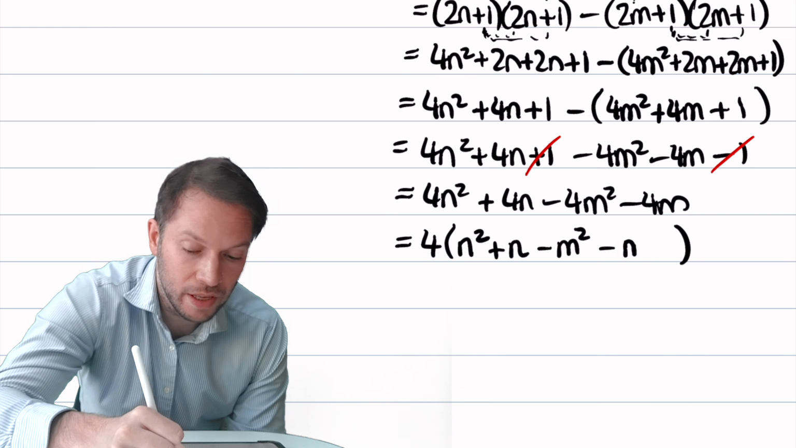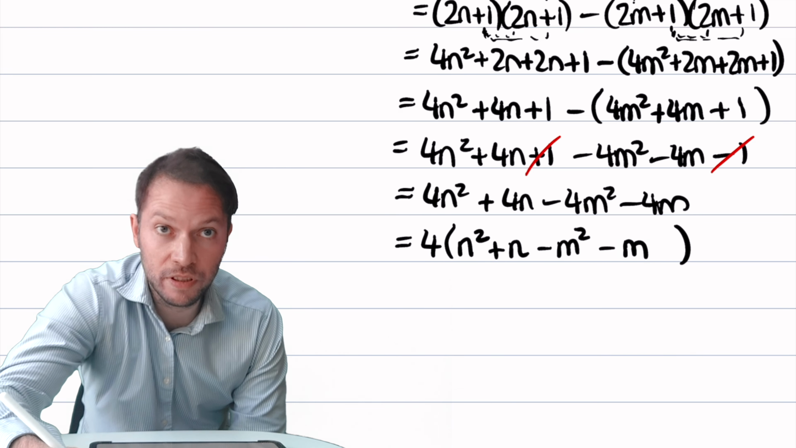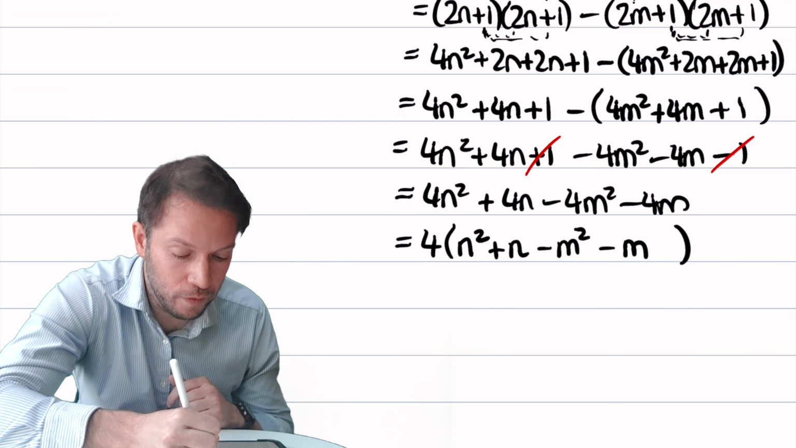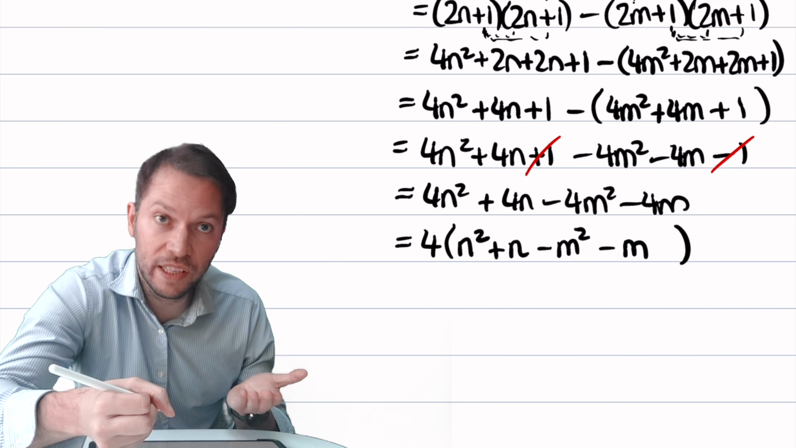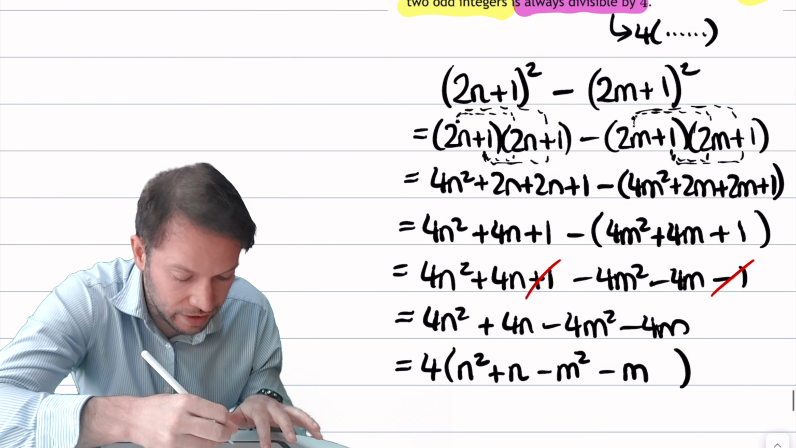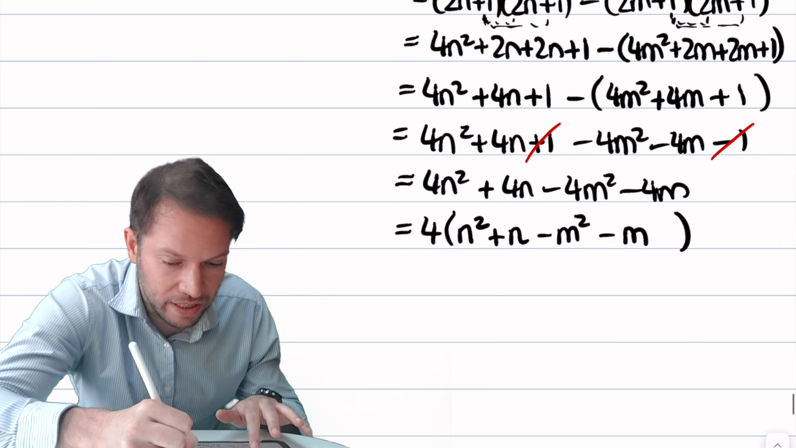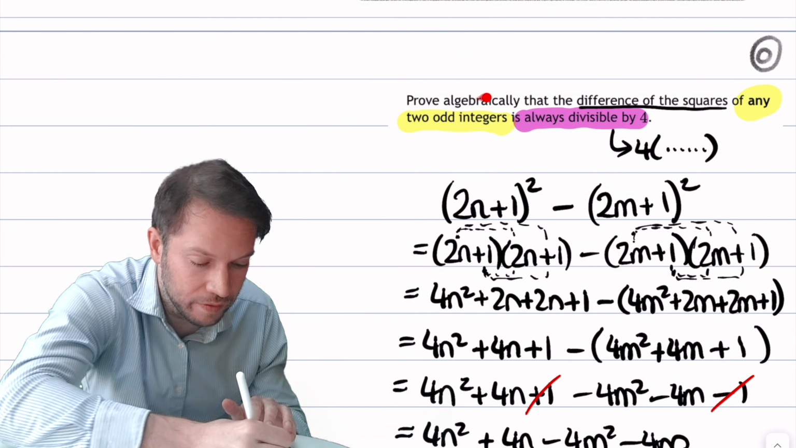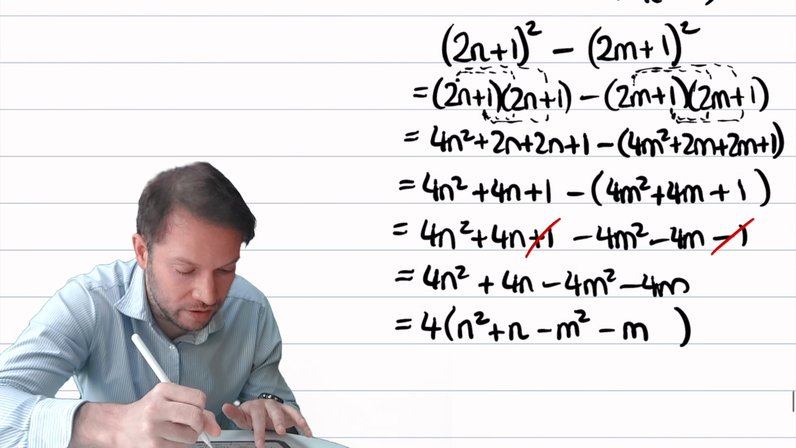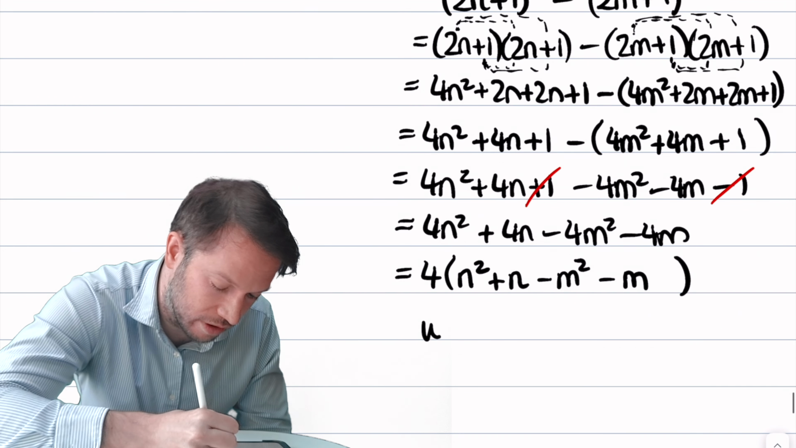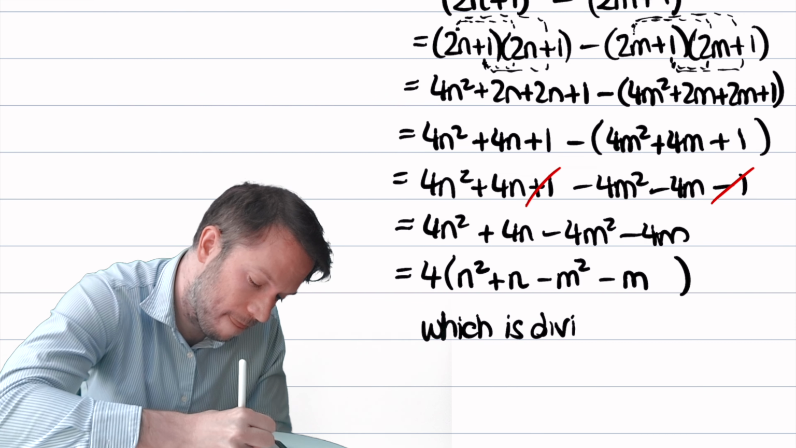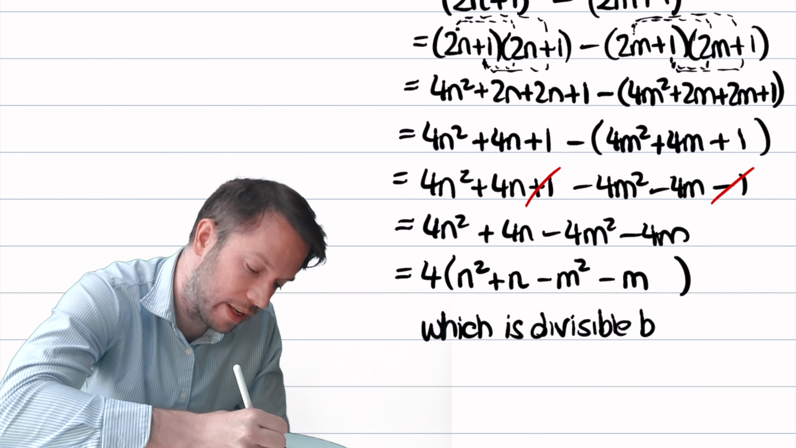So we've shown that our result, the difference of the squares of any two possible odd integers, can be written as 4 times something, which is guaranteed to be divisible by 4. Just to be explicit, because we're trying to prove that this thing is always divisible by 4, it's 4 times an integer, we should use the words which is divisible by 4, just to make that explicit. And our proof is complete.